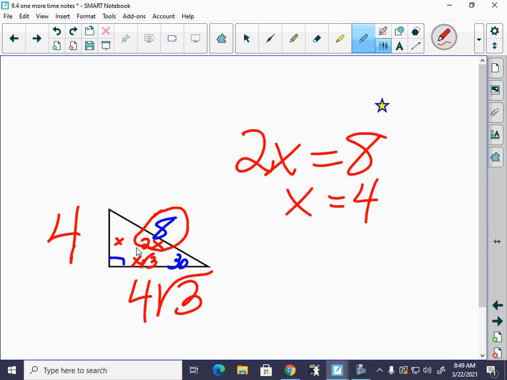Is this a new chapter? Yeah. This was still chapter 9. On a 30, 60, 90, it's always those numbers: x, x square root of 3, 2x.